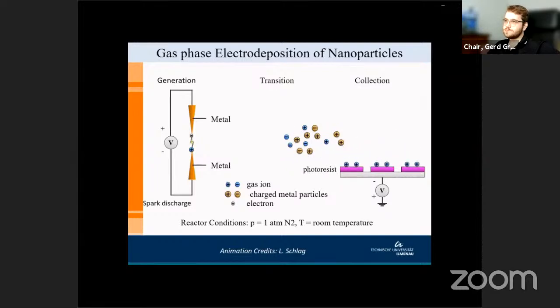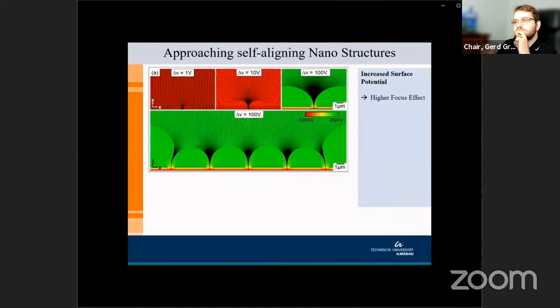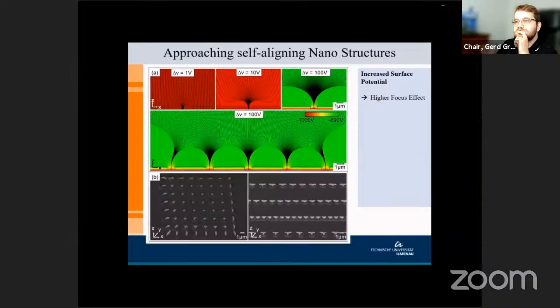When the gas ions, which have a higher mobility, come onto the photoresist, they start deflecting the charged metal particles into the openings, and as a result of this, nanostructures can grow out of these openings on the photoresist. We did some finite element method simulations for this to understand this increase in electric potential of the photoresist, and what we see is that the curve becomes sharper as the potential increases.